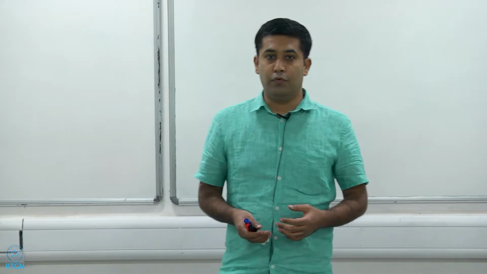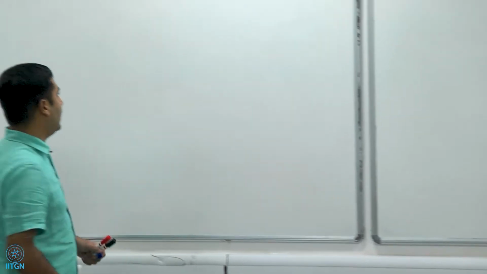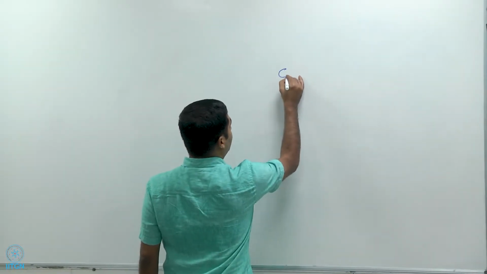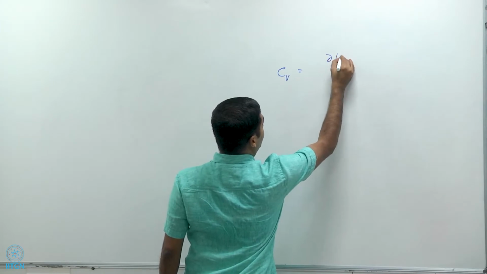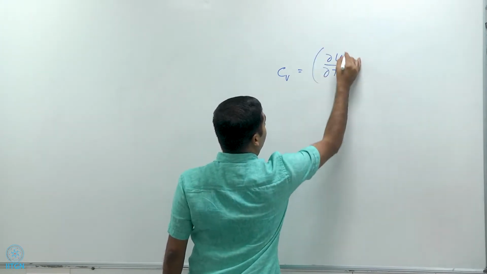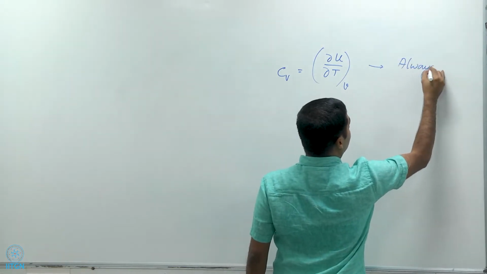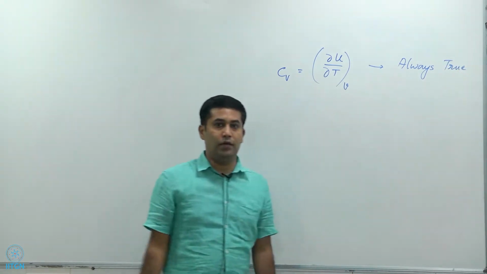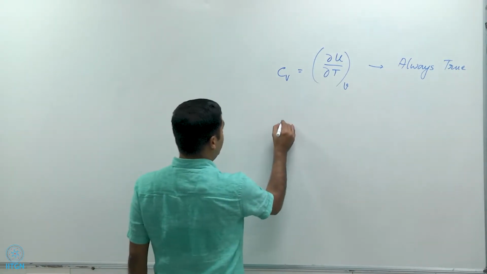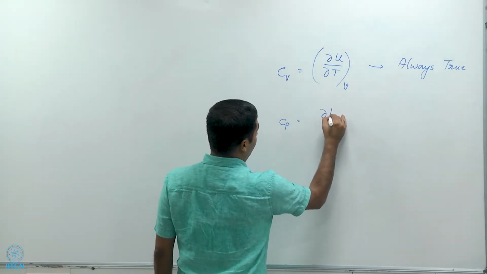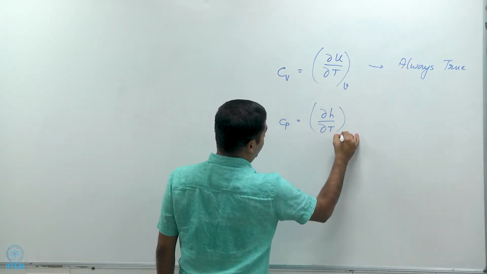And so, in this video, we are going to look in a little bit more detail at how specific heats vary for ideal gases. And so, we will focus on ideal gases in this video, right? So, recall that the definition of Cv is the partial U with respect to temperature at constant volume, and recall that this is always true. Well, it better be true because that's the definition, right? And Cp similarly is the partial H with respect to T at constant pressure, right?